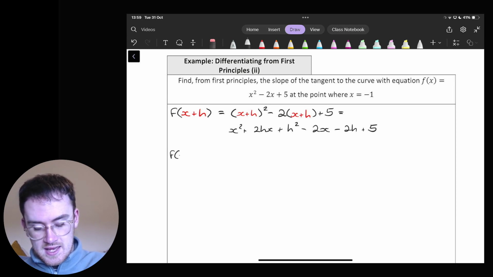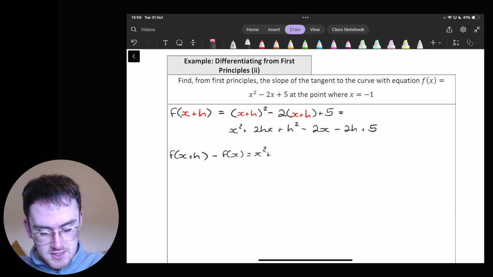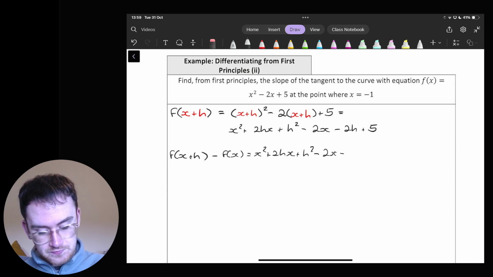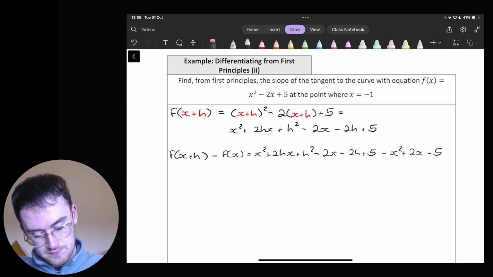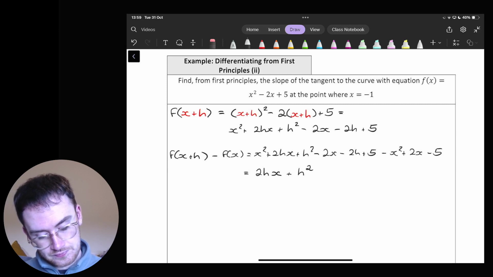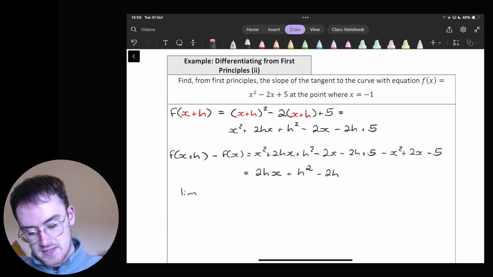So now we're going to look at getting f of x plus h minus f of x. This will be the top part of our fraction. So we take our answer from the first part and we subtract the original function, adjusting the signs as we go. So I'm left with my 2hx plus h squared minus 2h. Then again, we get the limit as h goes to 0 of this top part.